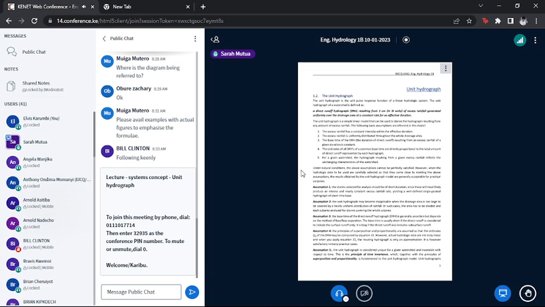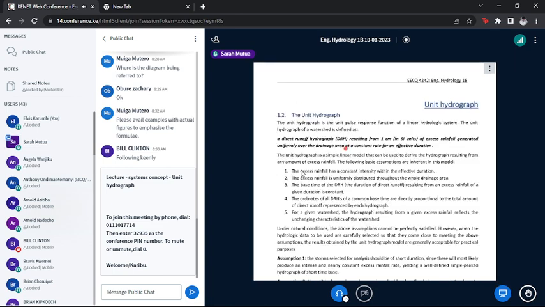So Muiga says, please avail examples with actual figures. Of course, yes. Now, when we come to the actual unit hydrograph, we are going to be applying it in actual situations. Then Bill Clinton, he's following keenly.